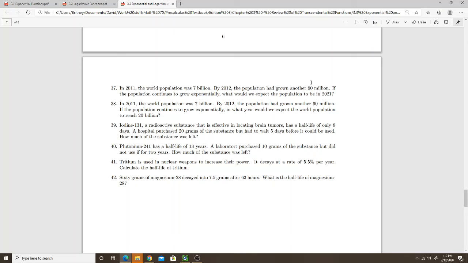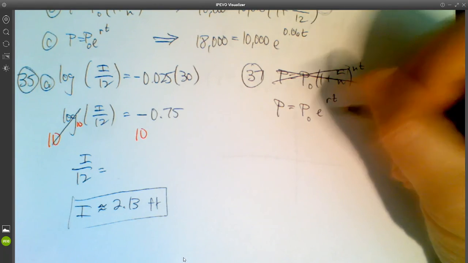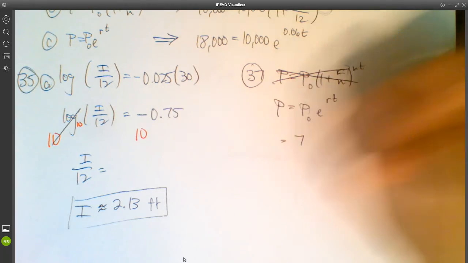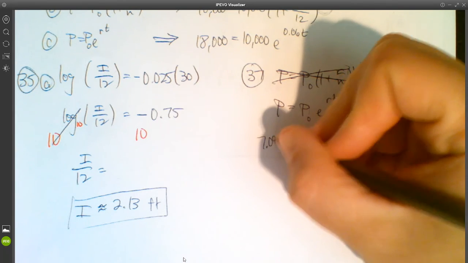So 1 plus r over n to the nt. Okay, so let's see what we've got. Sorry, I wrote down the wrong formula. So actually what we would say is this. We say P equals P naught times e to the rt. P naught is our initial amount, which was 7 billion. I'm just going to write it in terms of billions. And then P is our final amount, which was 7.09.